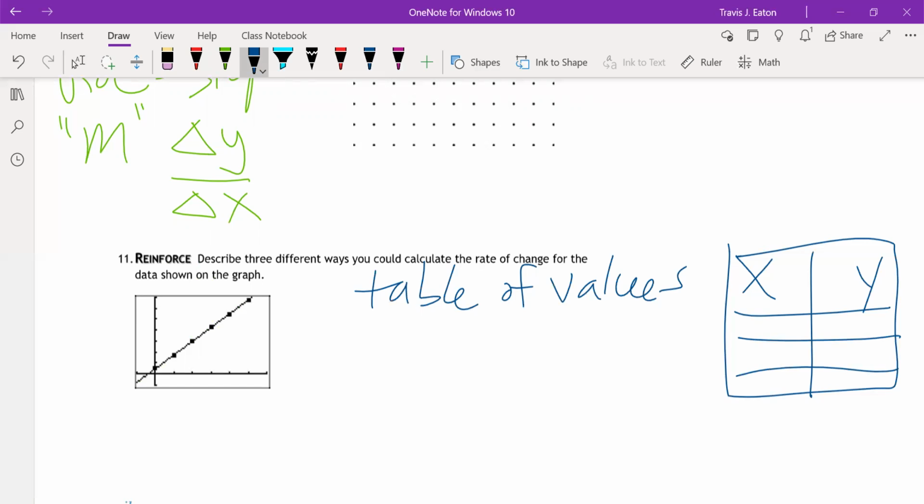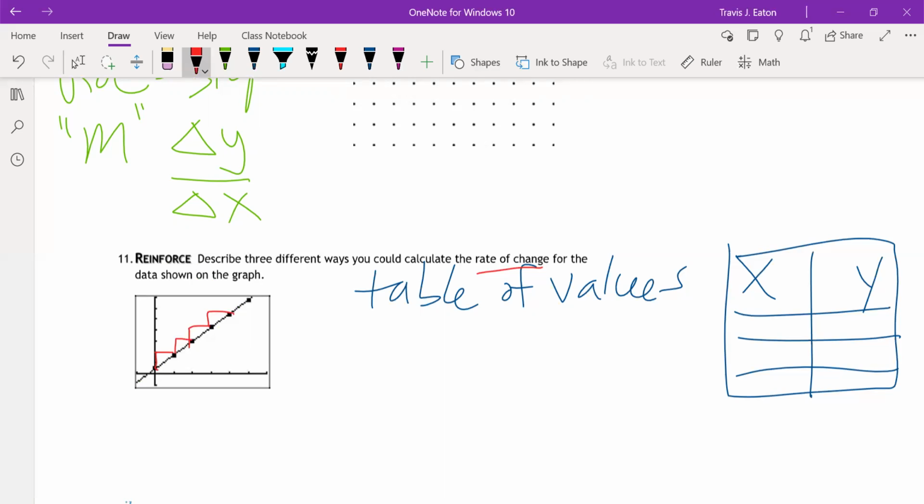Another way is you could use the graph. You could draw the vertical and horizontal changes between the data points. So you could go, well, let's see. It goes up and over, up and over, up and over, up and over. So you can always find the rate of change that way. Rate of change, slope, change in Y over the change in X, rise over run.